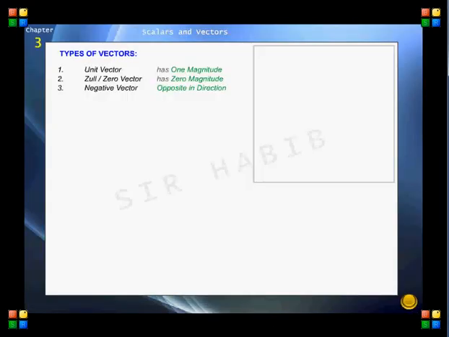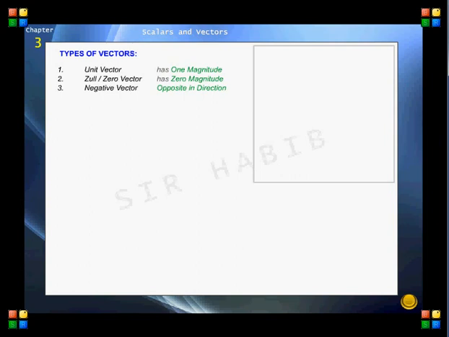Hello, this is Habibpl, and in this section we will discuss the next portion of our chapter number 3, scalars and vectors. Here we will discuss types of vectors. There are a lot of types of vectors, but we will discuss just 3 which are definitely related to our book. Number 1, that is unit vector.